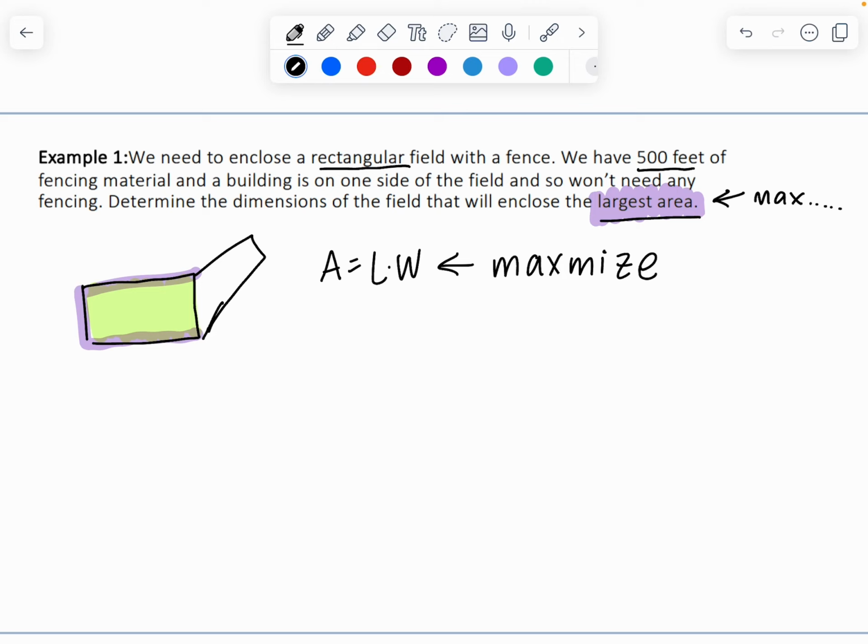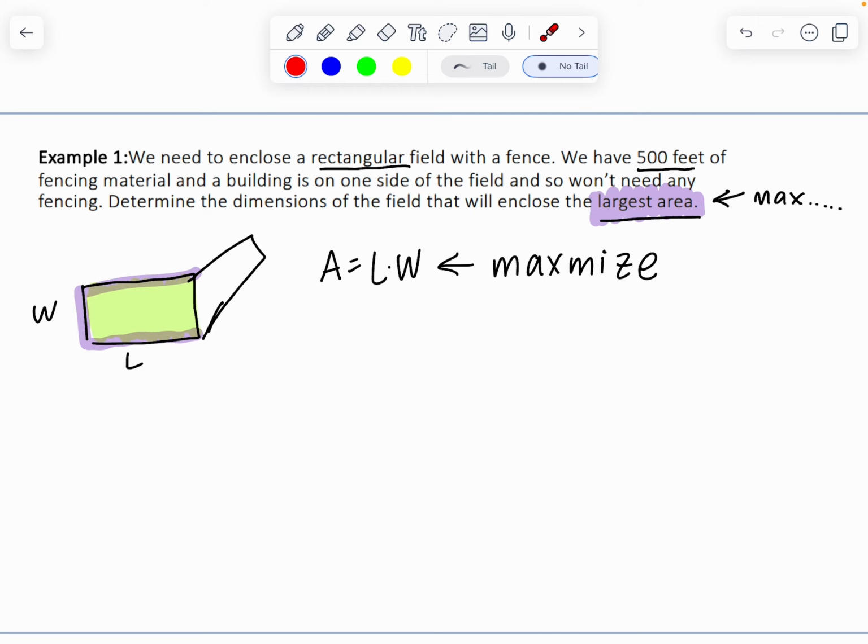We're trying to make the field as large as it possibly can be with the materials we have. That brings me into the constraint. I only have 500 feet of fencing material. So this is going to be our length, width times length. But I only have so much material, so I'm going to have to use my material to do the fence on all these three sides. I want to make this as large as possible, but I only have so much material.